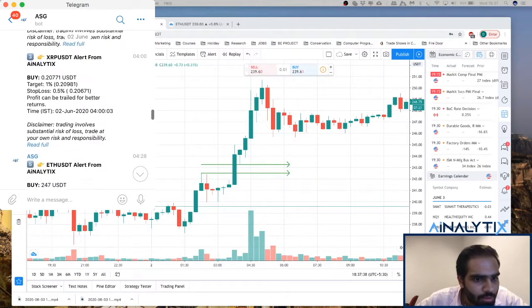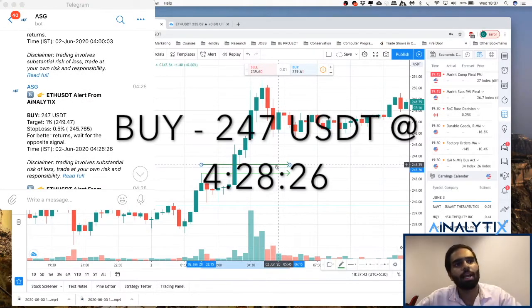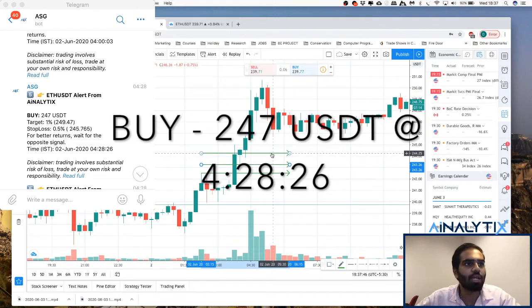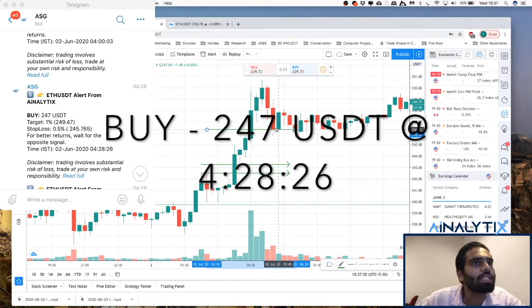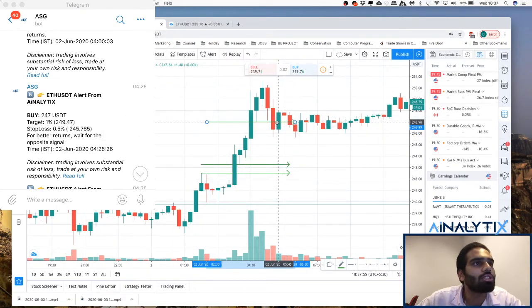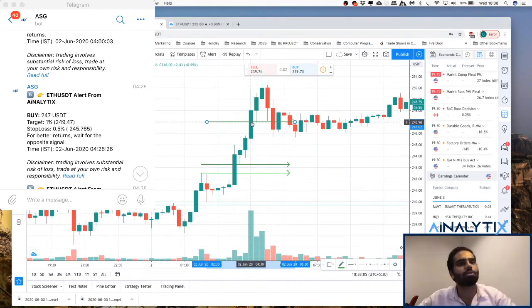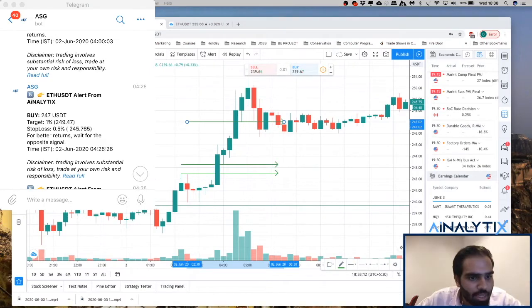So we get another type 5 buy at 4:28 a.m. If you have more capital left, I would rather take this trade as well, because it means that the market's bullish. And at 247 levels we get this trade as well. We receive the signal at 4:28, and the 4:30 candle basically triggered this trade. So let's have a look. Let's see, do we get another?